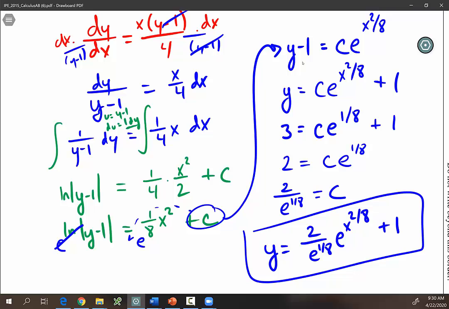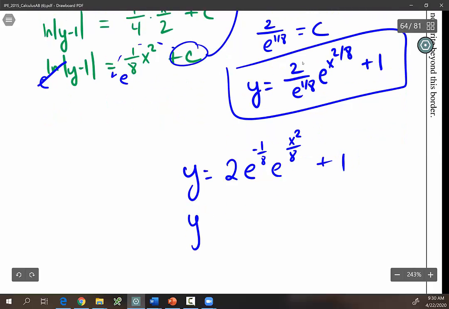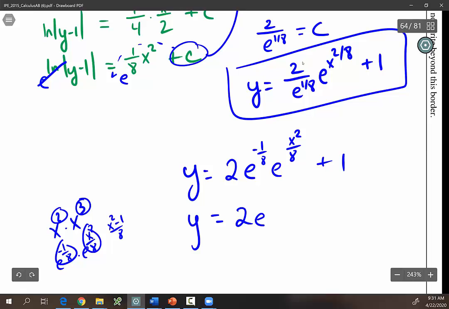Now, what you might see if you type this into your calculator is 2 e to the... so what you can do is, since this is e to the 1/8 in the denominator, change it to negative 1/8. So 2 e to the negative 1/8 times e to the x squared over 8 plus 1. And when you're multiplying things, like x squared times x cubed, the exponents add. So e to the negative 1/8 times e to the x squared over 8, these guys add, and you get x squared minus 1 over 8. So 2e to the x squared minus 1 over 8 plus 1, that's probably how your calculator would show it.